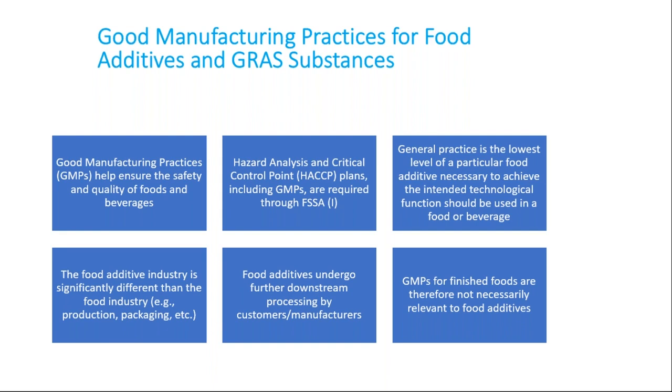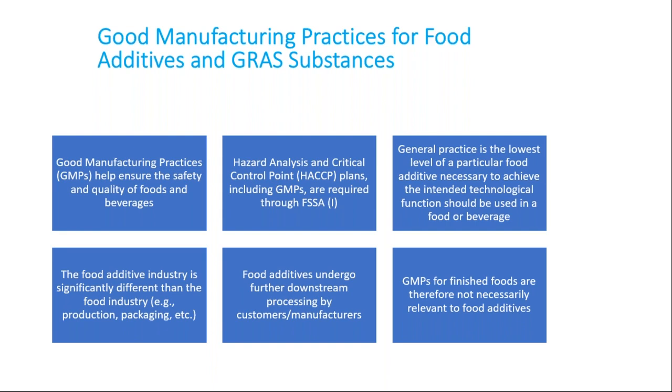the safety and quality of foods and beverages to be maintained. The HACCP plans include GMPs, and are required through FSSAI. All FBOs have to follow the HACCP and GMP plan. The general practice is that the lowest level of the food additive, that is the self-limiting factor, necessary to achieve the intended technological function should be used.